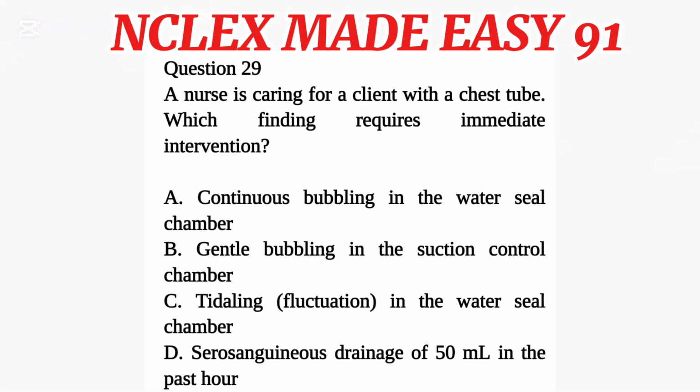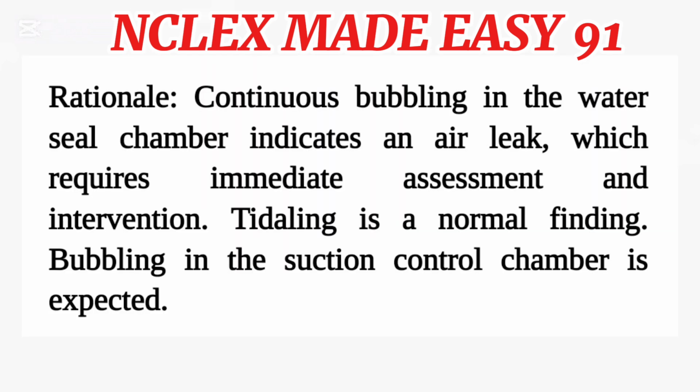Question 29. A nurse is caring for a client with a chest tube. Which finding requires immediate intervention? A. Continuous bubbling in the water seal chamber. B. Gentle bubbling in the suction control chamber. C. Tidaling, fluctuation, in the water seal chamber. D. Serosanguineous drainage of 50 milliliters in the past hour. Answer: A. Continuous bubbling in the water seal chamber.